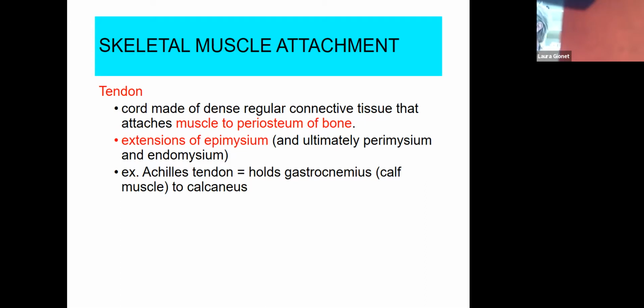An Achilles tendon is an example of a tendon. That is the common insertion. Actually, it's a tendon from two muscles, your gastrocnemius and your soleus muscles, and they attach to your heel bone or your calcaneus.